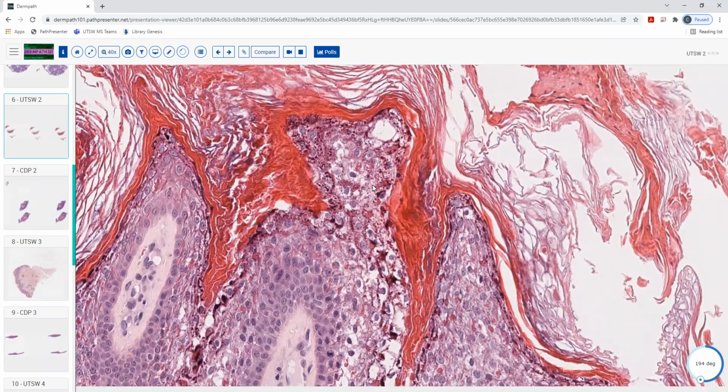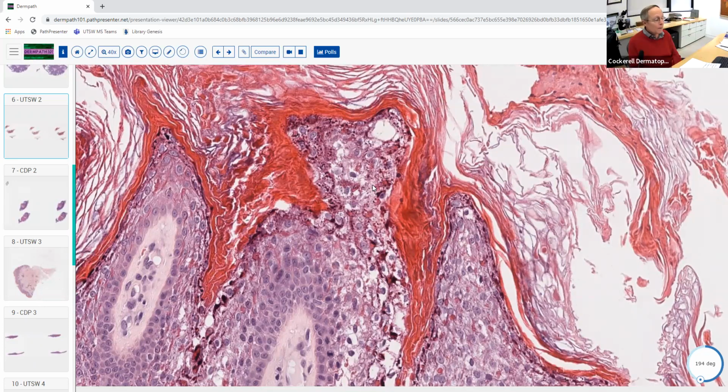Okay. I was kind of leading towards an acantholytic acanthoma or something like that. Okay. I think the other thought would be like a viral cytopathic change.